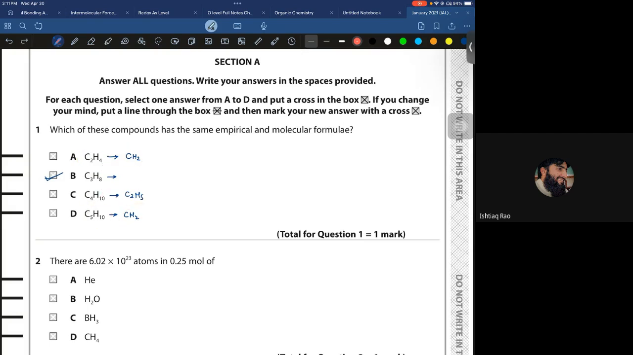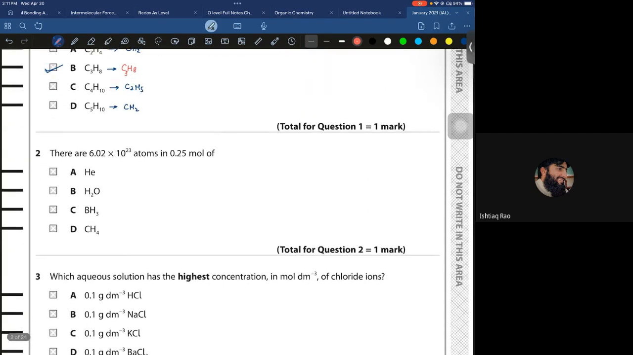Molecular and empirical formulae are both different in the others, but in option B, empirical and molecular are the same. That's why option B is your answer. Next question: there are 6.02 exponent 23 atoms in 0.25 mole of which substance? So you have to calculate the number of atoms. So you must get this number, 6.02 exponent 23.